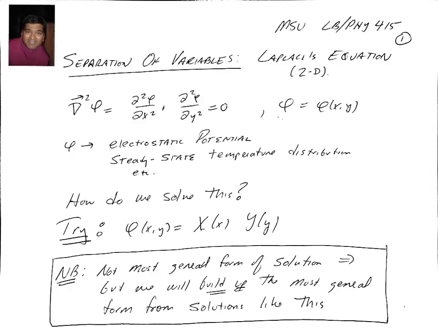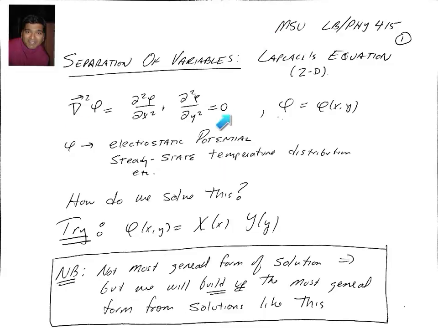Hi class. Today we're going to start discussing the basic method that we're going to use for solving partial differential equations. This is the method of separation of variables. We'll start by discussing its application to the simplest equation we can consider, Laplace's equation in two dimensions. This equation has the form del squared phi equals 0.